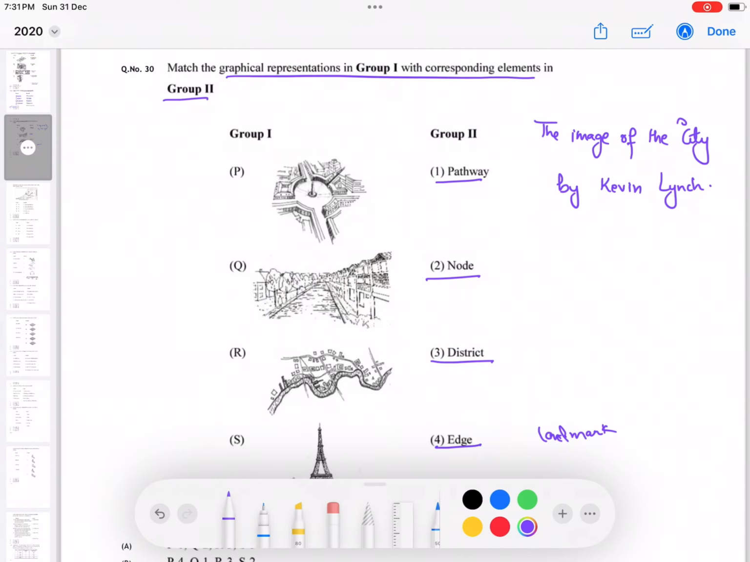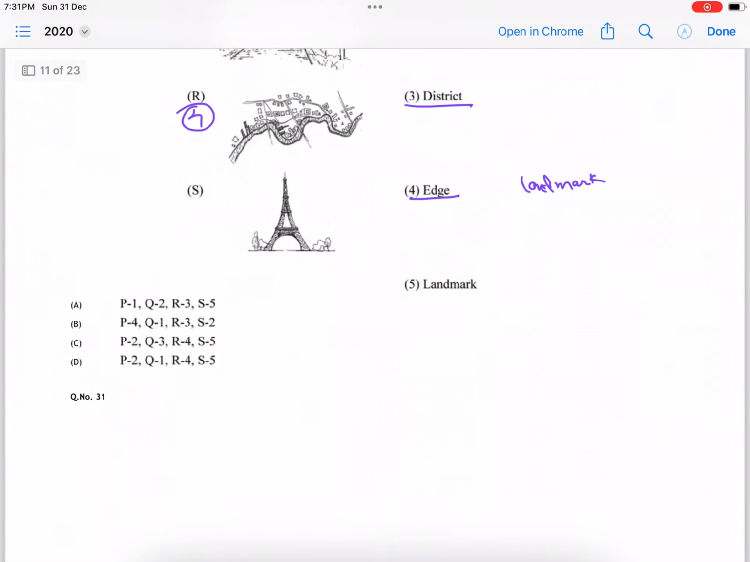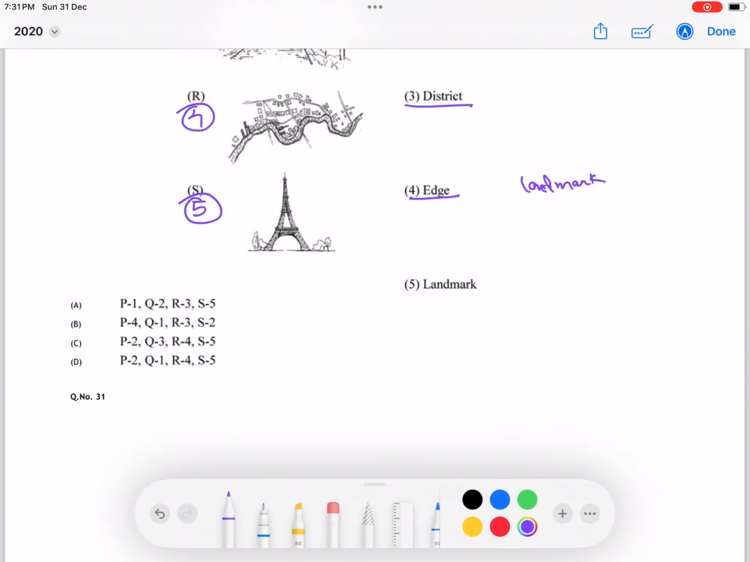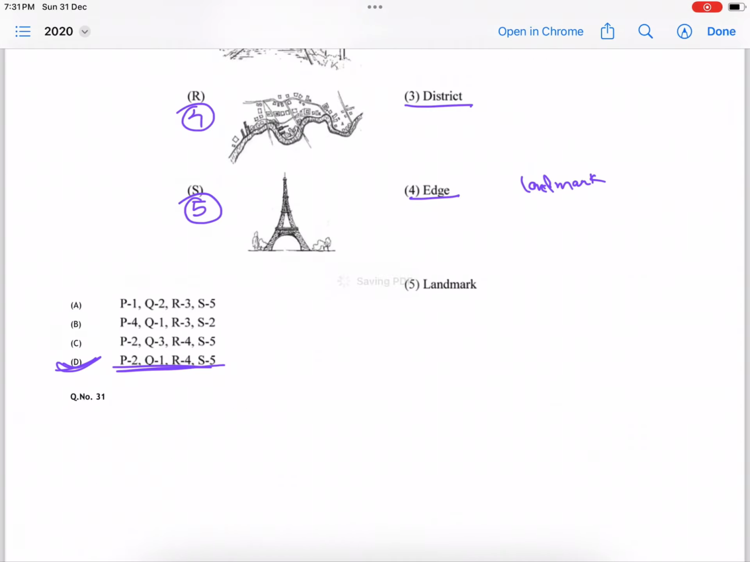So P is the graphical representation of node, so P is 2nd. Q is the representation of pathway. R is the representation of edge, that is 4th. And S is the representation of landmark, 5th. So the best match answer here for this one is D.